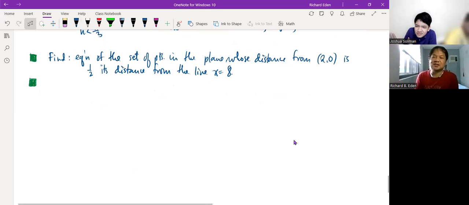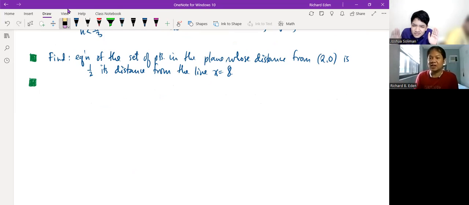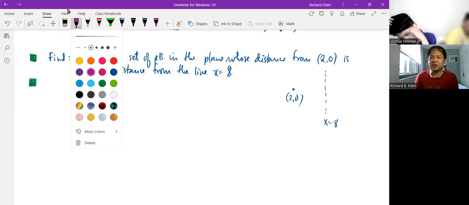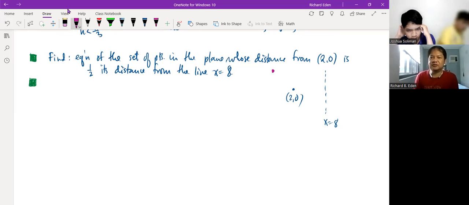All right, but before I go to the second bullet point, let me point out how this is significant or interesting. So the line x equals 8 is a vertical line. And then the point 2, 0 is somewhere on its left. Recall that if we're going to find all the points whose distance from 2, 0 is the same as its distance from the line, then what we would get is a parabola.